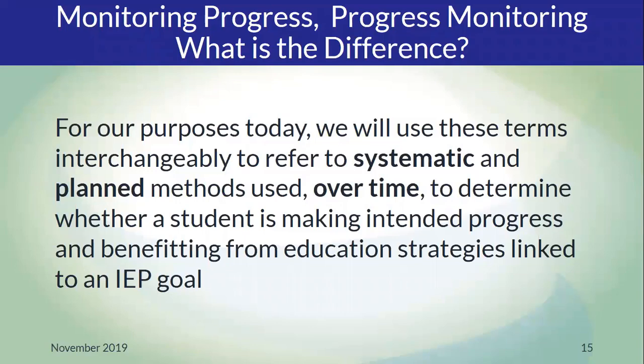So progress monitoring, or monitoring progress, is an ongoing process. We use these terms to talk about procedures for how progress will be measured, really specific procedures like by whom, where, when, so that the progress monitoring is planned at the time that the IEP goal is developed, so all stakeholders know what to expect.